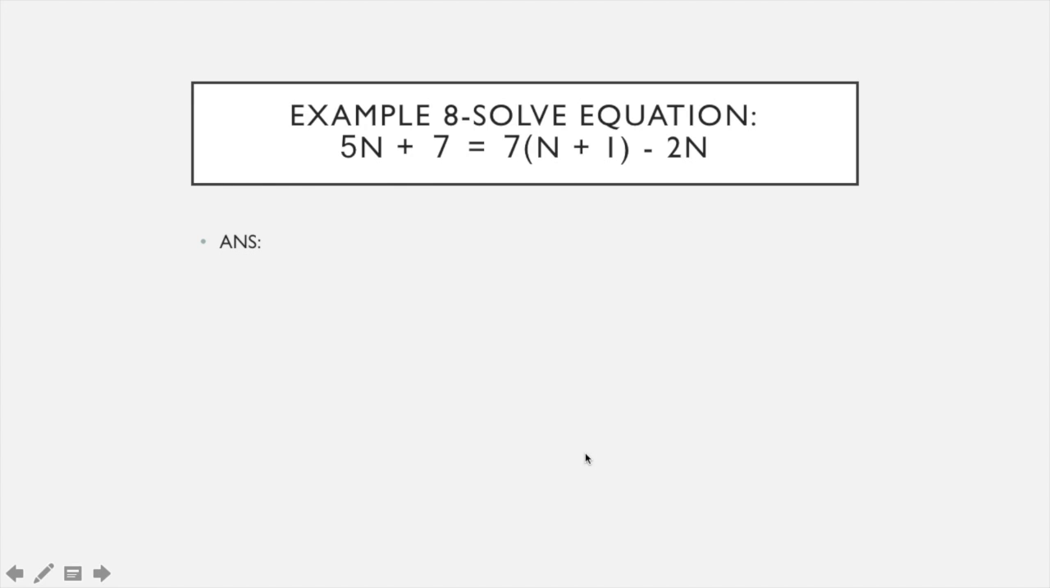So example 8. Now we see a variable on both sides, so we need to solve this thing. We can do it by combining like terms. Not too bad with just a few steps. So first, we'll distribute this 7 to everything here. We get that on the right. On the left, we get 5n plus 7. Now, 7n take away 2n is just 5n.